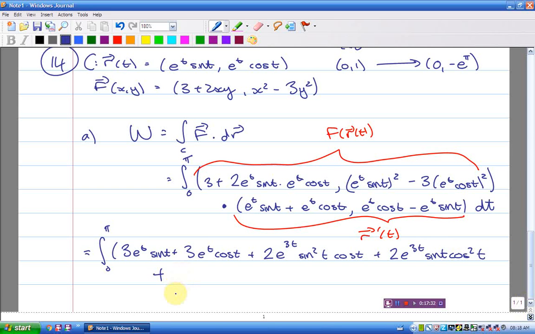That times that, let's have a look. No, hold on. That times that. All right, let me get this right. It's going to be e to the 3t sine squared t cos t minus e to the 3t sine cubed t. Okay, that's a bit of a change. And then I've got a minus 3 e to the 3t cos cubed t, and I've got a minus 3 e to the 3t plus 3 e to the 3t cos squared t sine t, close brackets, dt. Whew.